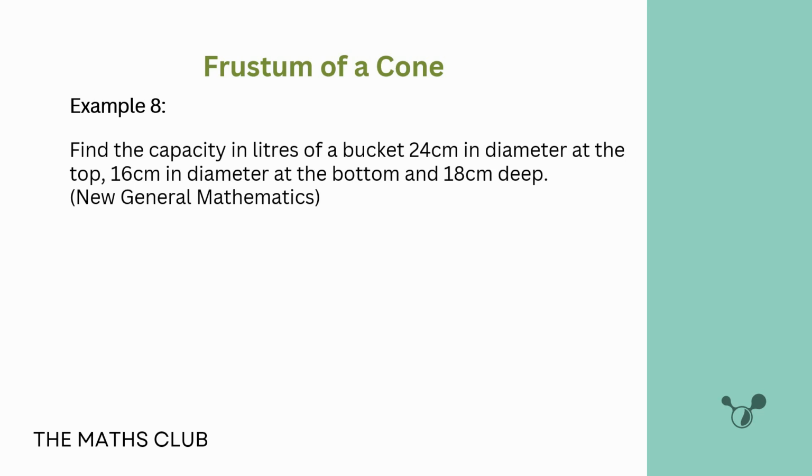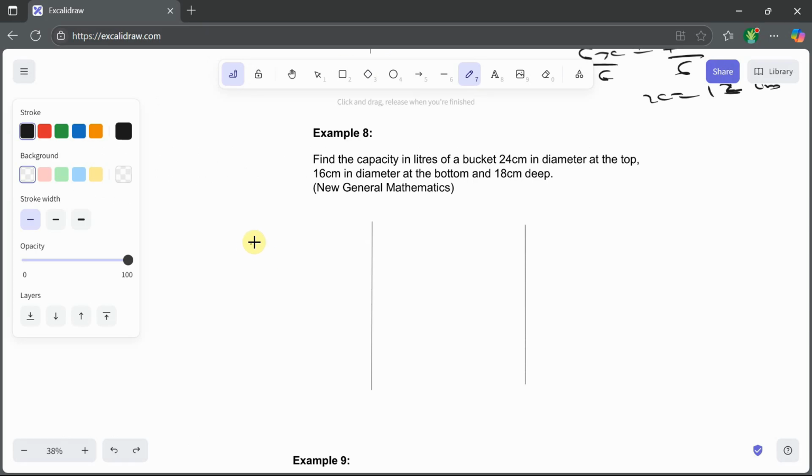Example 5 says: find the capacity in liters of a bucket 24 centimeters in diameter at the top, 16 centimeters in diameter at the bottom, and 18 centimeters deep. So these are our buckets. Let's just see this guy here. This is the bottom of the bucket, and this is the top of the bucket, and this is the part of the cone that was cut off, right?